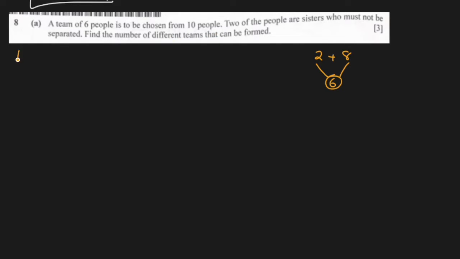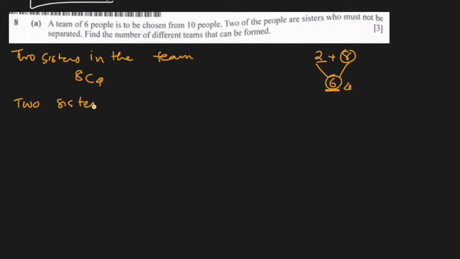Okay, so 2 sisters in the team. That is the first possibility, right? So they are confirmed in the team. That means out of these 6, 2 seats are confirmed. That means we have to select only 4 more out of these 8. So 8C4. This is our number of selections. Now, second condition, 2 sisters out of the team.